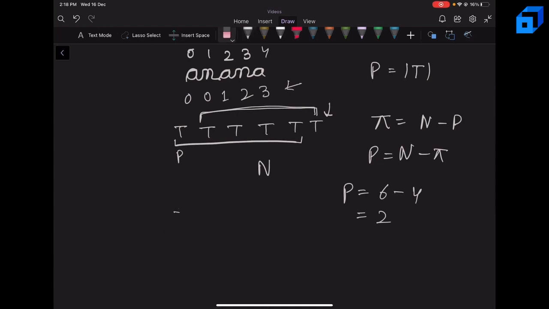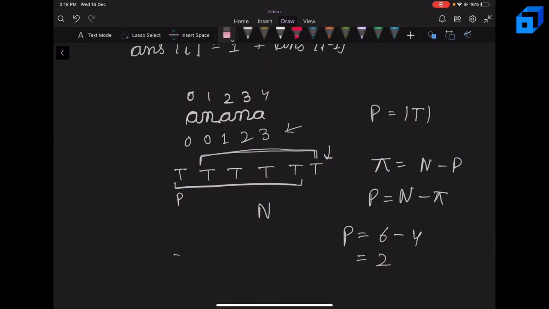So for this case, take a, a, a, a, a, the length n is 5, and the prefix function value of the last index is 3. So the period should be 2 as per our formula. But we know that the period should divide the length of the string, and 2 does not divide 5. So the period is actually 5. That means we will have to take t as the complete string. And you can see that the period is 5 in this case.